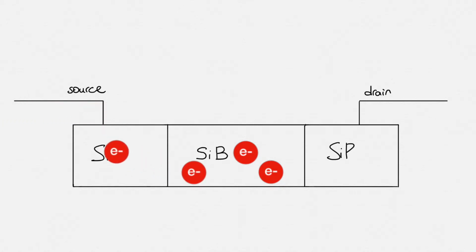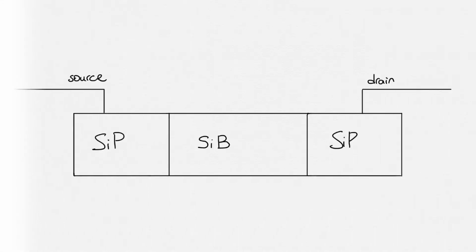After a while, the electrons in the boron region start repelling the new electrons trying to come in from the source. The transistor then starts to act like a resistor or a potential barrier. This is the off state of the transistor.